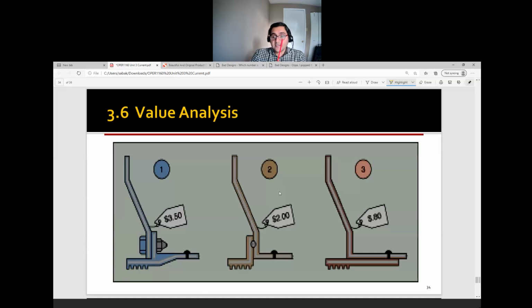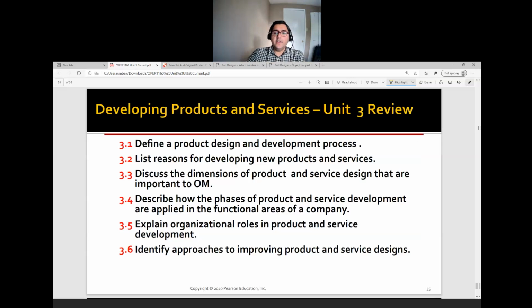Or the other way is, the same pen, now I'm buying at $1, if I can get the same pen at, say, 80 cents, again I feel that there is more value in it. So this is the second way of dealing with it, value analysis. There is some example from your textbook showing how things have been changed from, say, $3.50 to $2, and so on.